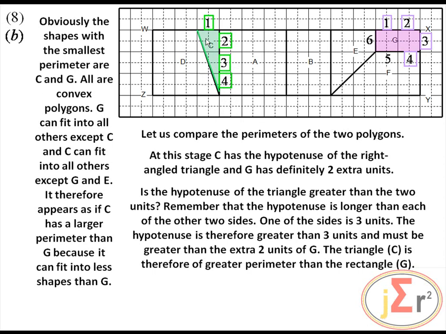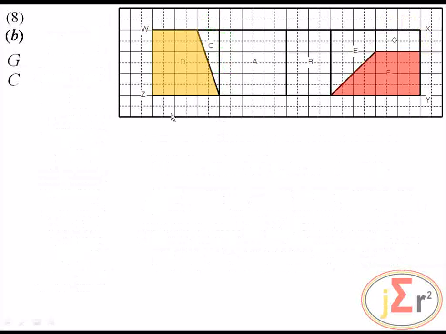So the perimeter of C is greater because this is greater than 3 and this is only an extra 2 units. The triangle C is therefore of greater perimeter than the rectangle G. So the smaller one goes first, G, and then C after.